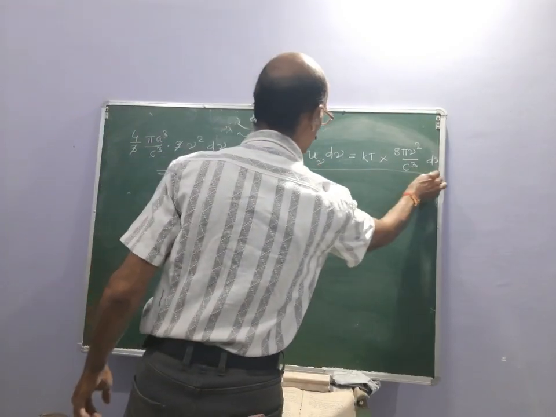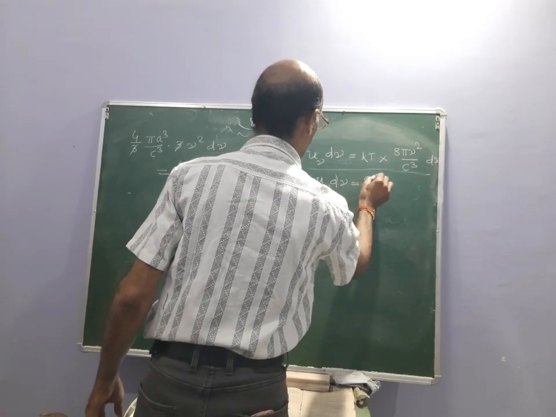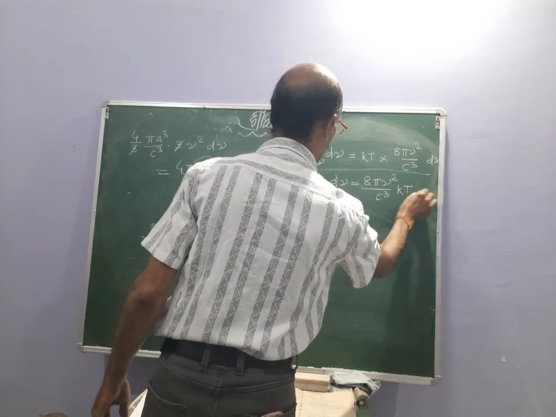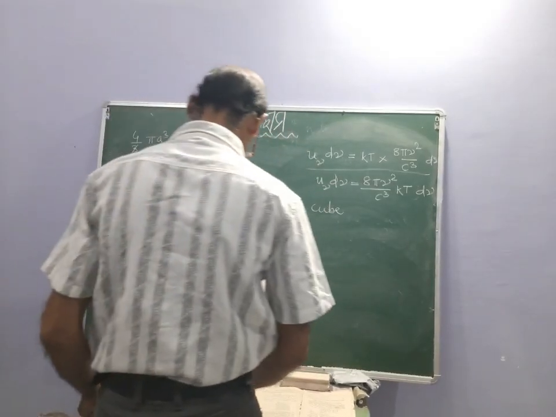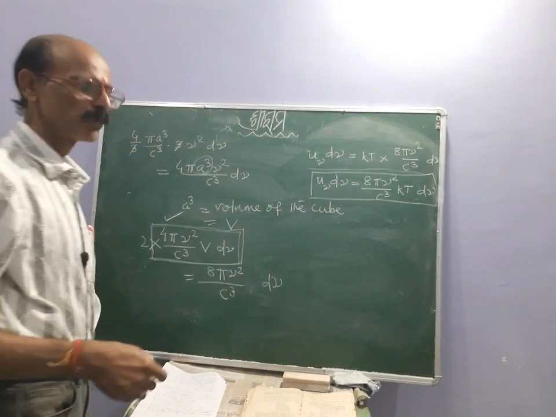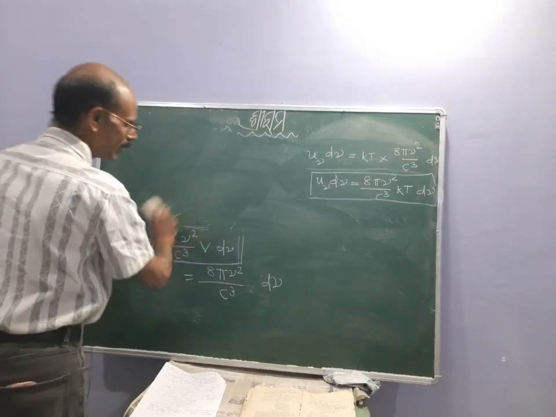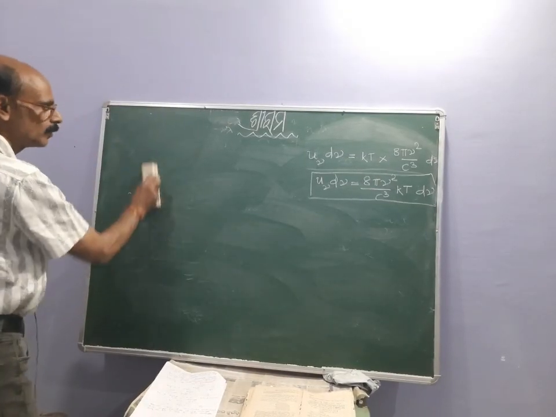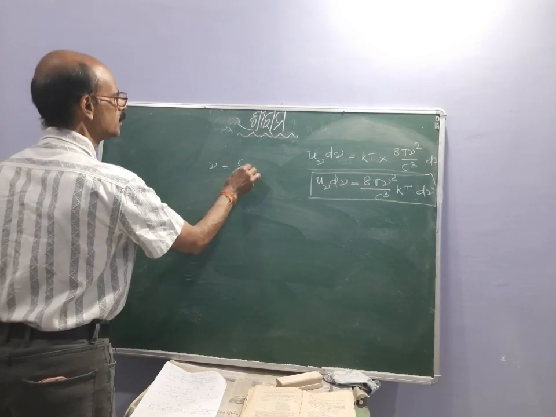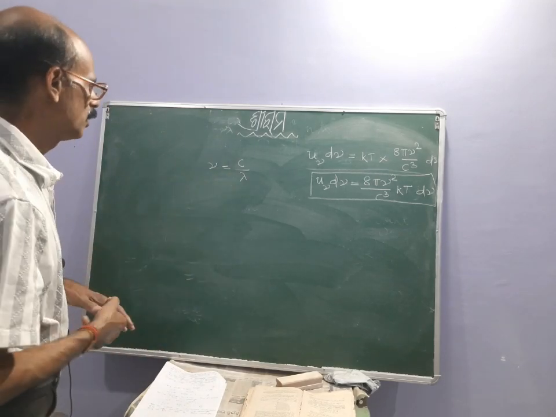So u nu d nu is equal to, ultimately I will obtain 8 pi nu square by c cube into kT d nu. And this is Rayleigh Jeans law in terms of frequency. So sometimes such a question is asked to write Rayleigh Jeans law in terms of wavelength. In that case, nu will be replaced by c by lambda. c is the speed of light or speed of heat radiation.